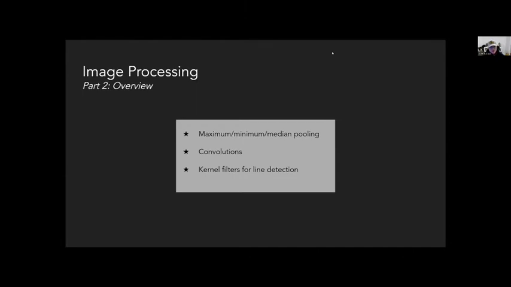Thank you, Rajesh, for the clear explanation on image processing part 1. My name is Matthew Nixon Tan, and I'll be going over image processing part 2. In this slide, we have the overview of image processing part 2. I'll be explaining maximum pooling, minimum pooling, and median pooling. I'll also be talking about convolutions and kernel filters for line detection.